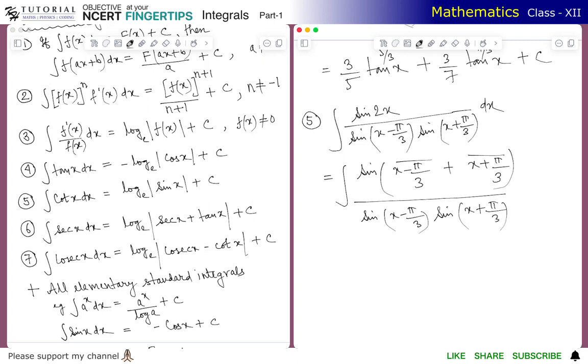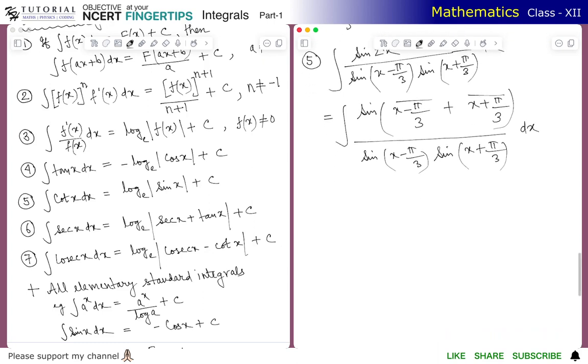The idea is to rewrite the angle of the sine or cos term in the numerator in the form of A plus B or A minus B, so that we can expand that using the formula sin(A+B), sin(A-B), cos(A+B) or cos(A-B). If we write the formula, then some terms will cancel out from the denominator.